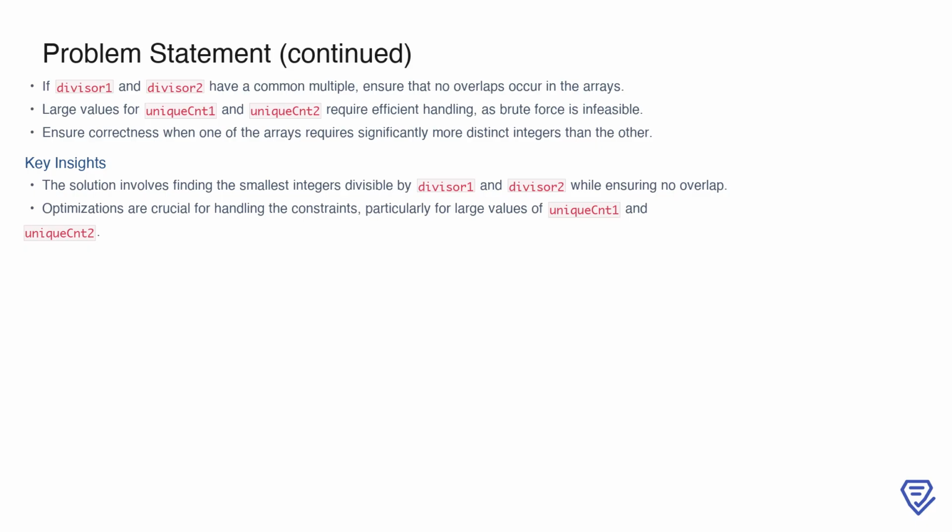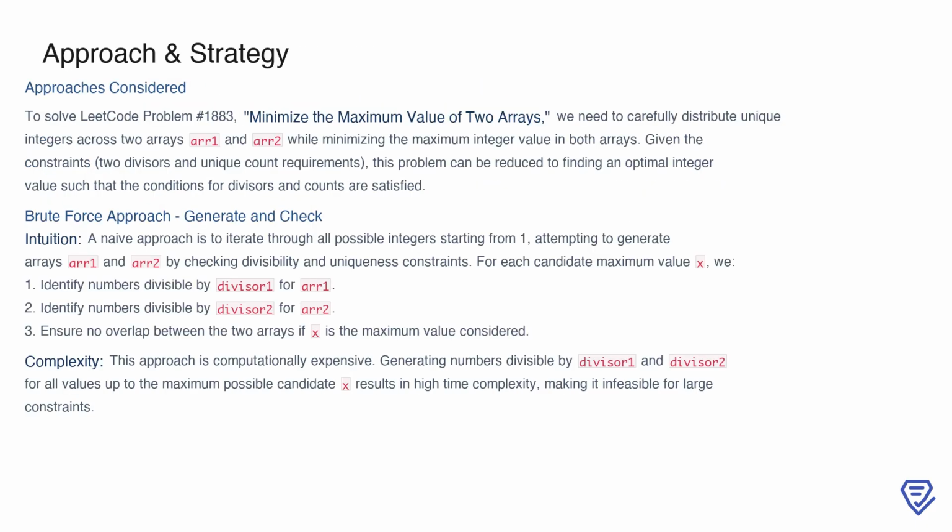To tackle problem number 1883, our goal is to minimize the maximum integer value across two arrays, ARR1 and ARR2, while meeting specific constraints. These constraints involve ensuring unique integers in each array, where the integers must be divisible by given divisors, and the arrays must satisfy certain count requirements.